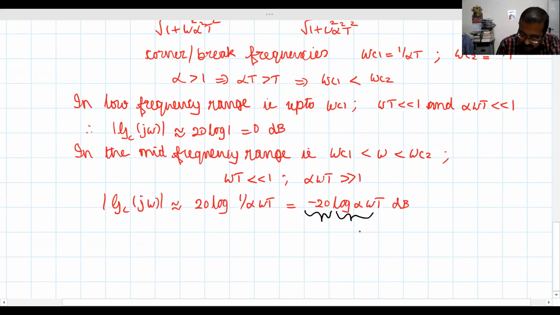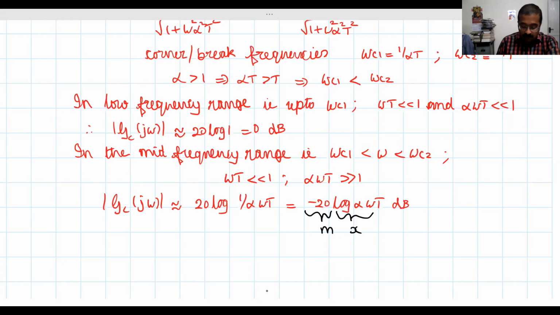So this is something like y equal to mx. What is m? M is the slope. What's the slope here? Minus 20 dB per decade. What is x here? Log alpha omega t. So it means that in the mid frequency range, the dB gain plot is a straight line with a slope of minus 20 decibels per decade.